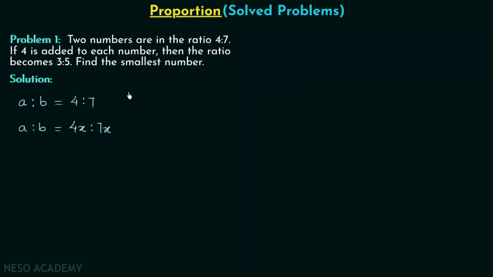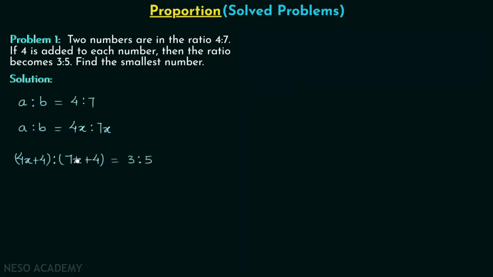Now we will read the problem further. We are adding 4 to each number. 4x is our first number, 7x is our second number, and we are adding 4 to both the numbers. So we have 4x plus 4 as the new number, and we have 7x plus 4 as the second new number. Now the ratio is becoming 3:5. So 4x plus 4 ratio 7x plus 4 is equal to 3:5.